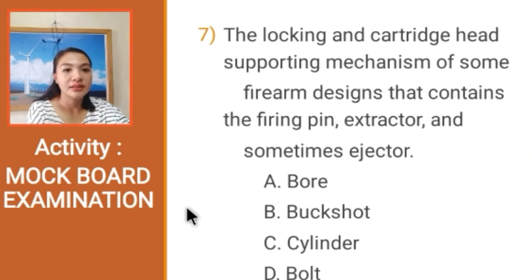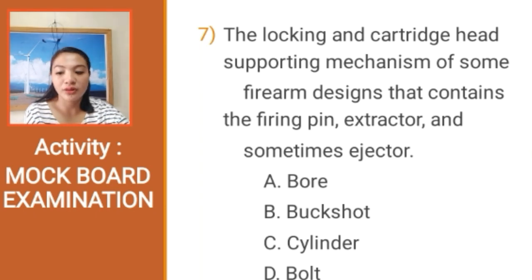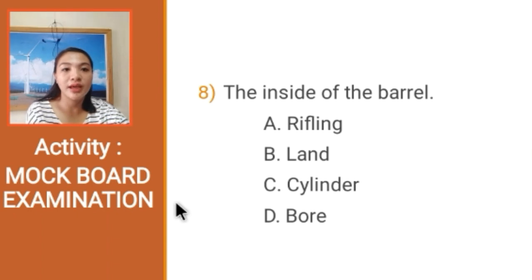Number seven. The locking and cartridge head supporting mechanism of some firearm designs that contains the firing pin, extractor, and sometimes ejector. A. Bore. B. Buckshot. C. Cylinder. D. Ball. Number eight. The inside of the barrel. A. Rifling. B. Plant. C. Cylinder. D. Bore.